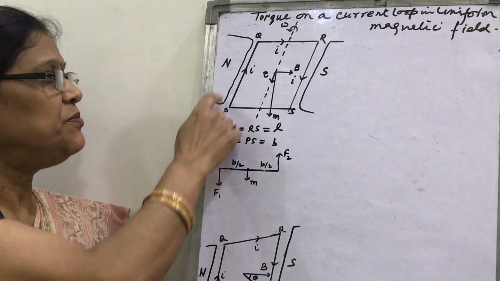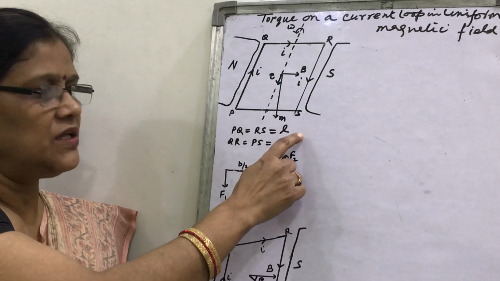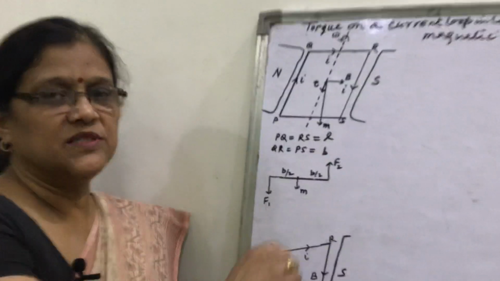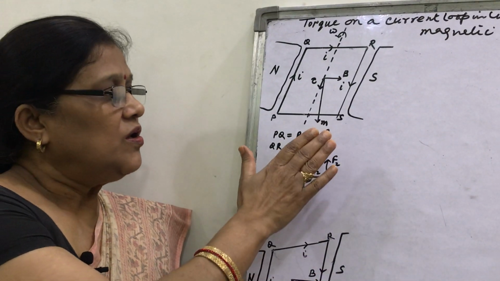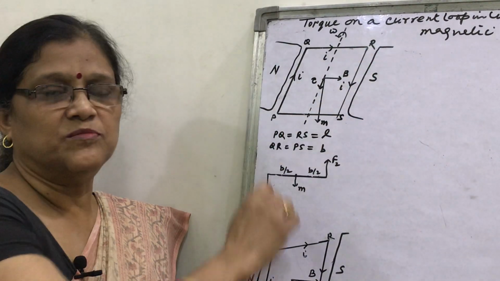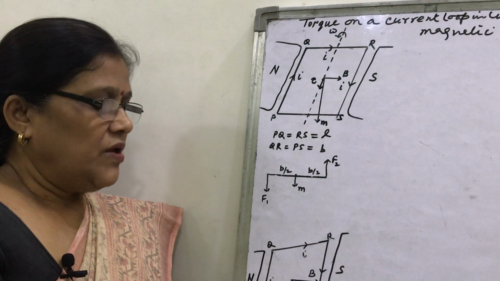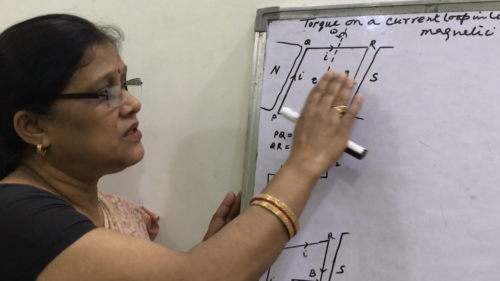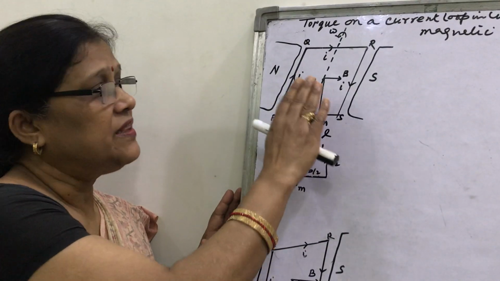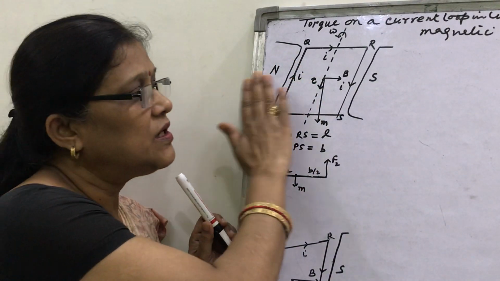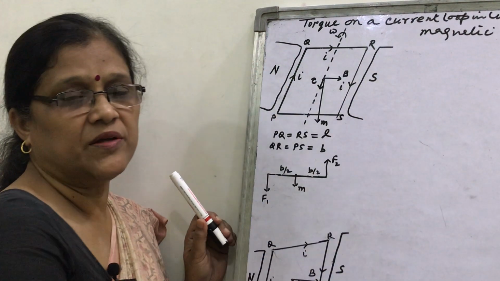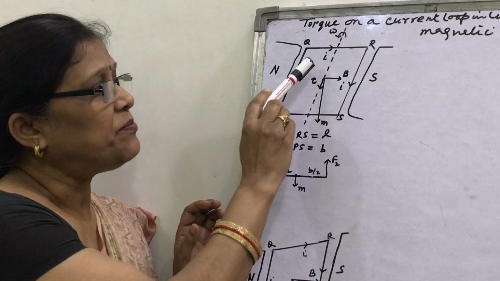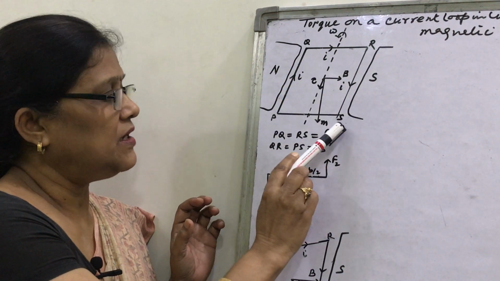These two sides, PQ and RS, are the length, and these two I have denoted with b, the breadth. What happens when the current flows through these arms? The coil is placed in such a way that its plane is in the direction of the magnetic field, parallel to the magnetic field. So look, the arms which are parallel to the magnetic field are these two, PS and QR.